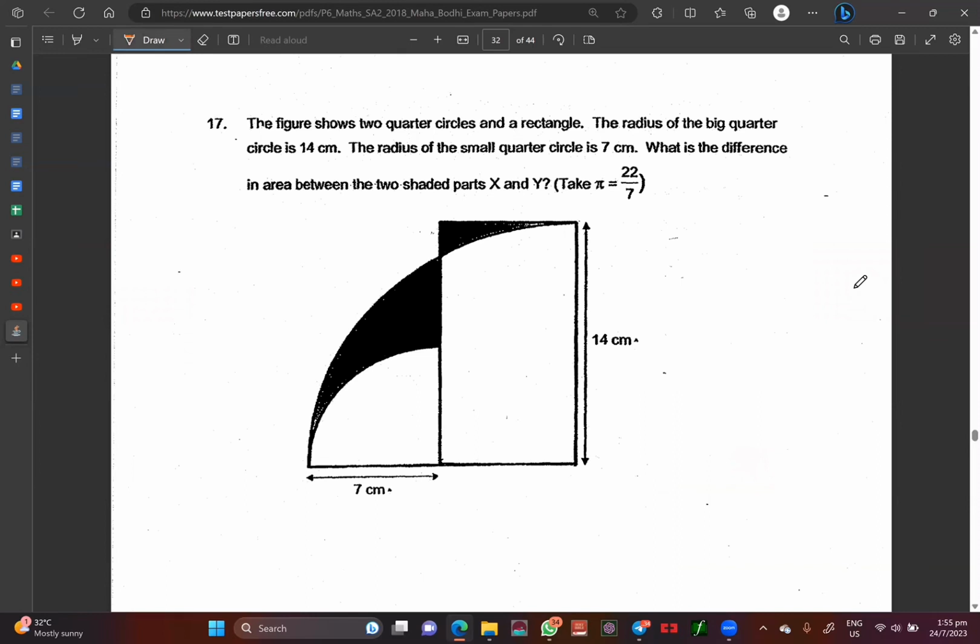Now, as you can see over here, this seems to be a very complicated question, but fret not, because my approach is that you always want to find out whatever you can first, especially when it comes to a measurement question. So as you can see over here, let's start.